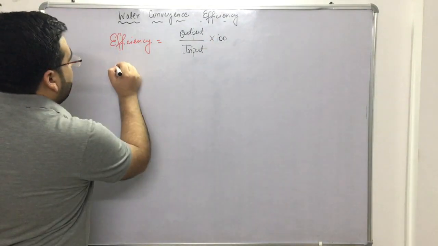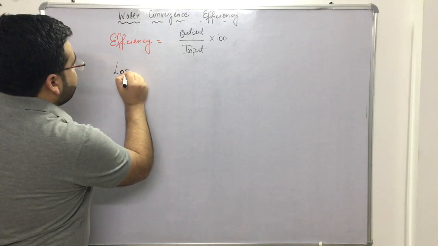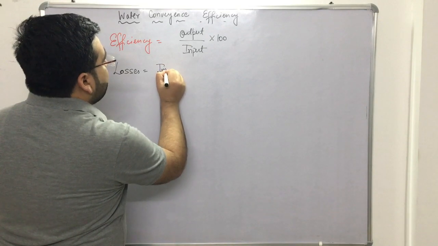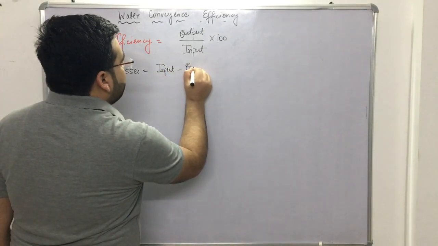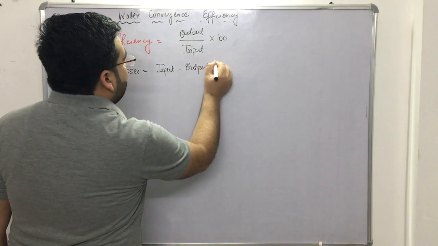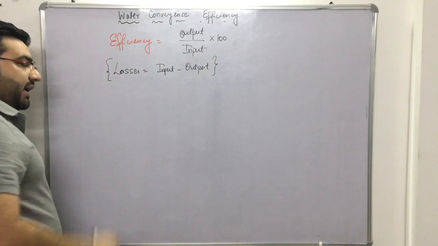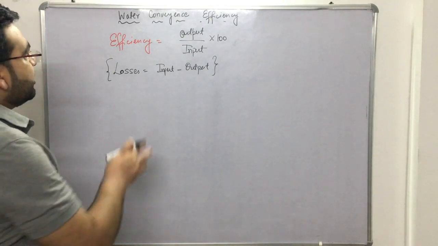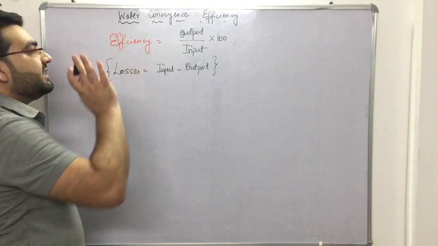Clear? And what about losses? You know that loss is equal to input minus output. So these are the losses, right? We have a few types of efficiencies in irrigation engineering. The first one is the water conveyance efficiency.